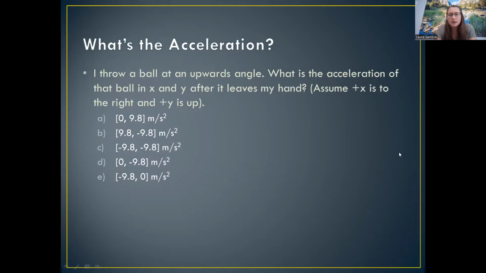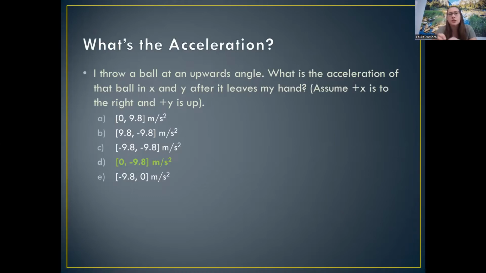Horizontally, as soon as that ball leaves my hand, there is no other force acting on it, again because we're ignoring things like air resistance and drag. This is the ideal case. So as soon as it leaves my hand, nothing else is pushing it more sideways or pulling it more sideways. There's no magnetism, nothing like that. So that means that our answer here is D. The acceleration in the x direction is 0.